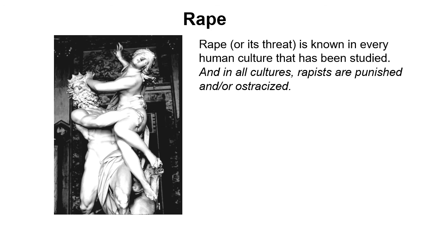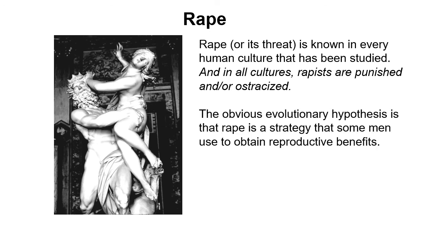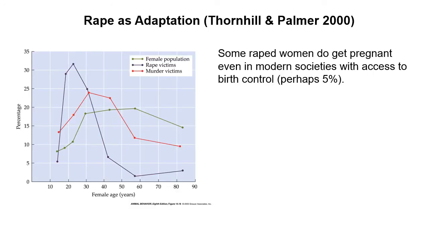Even if it's not 100%, because obviously people can have control over their behaviors, if there's a biological reasoning, then we can look at it evolutionarily as selected for. So the obvious evolutionary hypothesis is that rape is a strategy that some men use to obtain reproductive benefits. We ask ourselves, though, is this possible? And let's go back to that image we had a few slides ago.